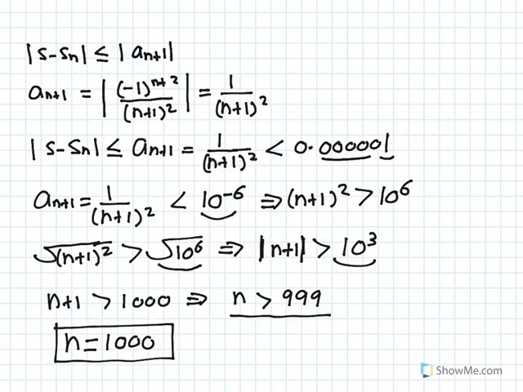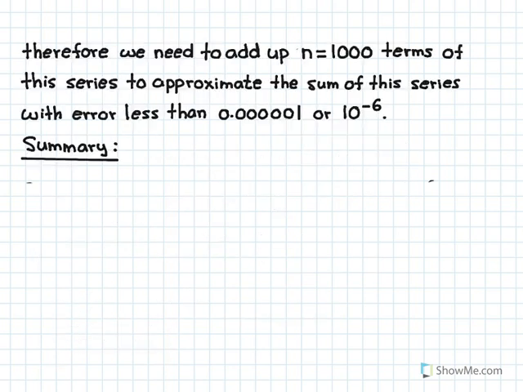That means we need to sum up the first 1,000 terms so that the error is less than the 1,001st term, which is less than 0.000001. So we need to add the first 1,000 terms of this series to approximate the sum of this series with error less than 10 to the minus 6.